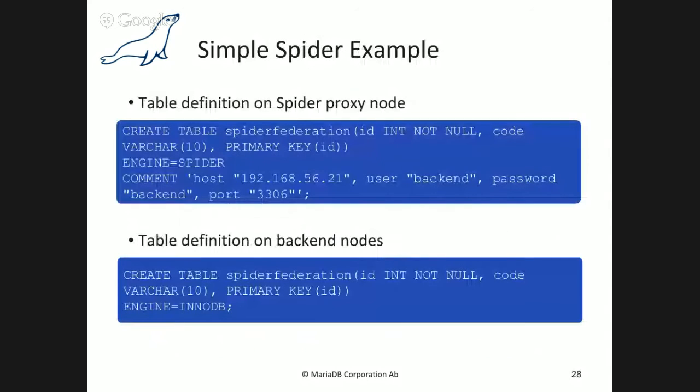So here's an example of how you do it. On the Spider node, you create a table with engine Spider, and then you basically define how to connect to the other tables. And here, my example is not that great actually, because I only have one node here. I should have a connection to multiple nodes, so I must have missed something when I put this together.